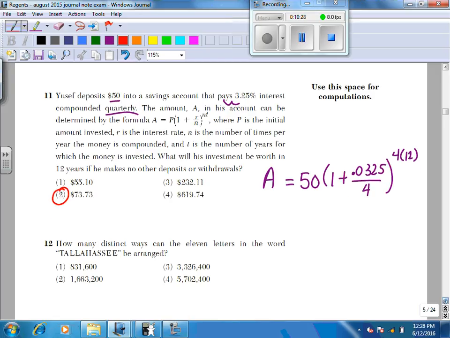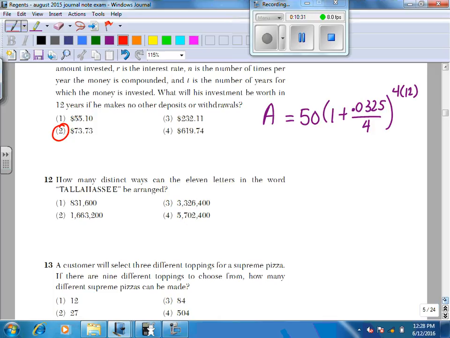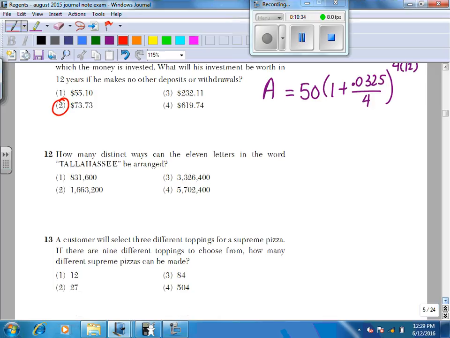Okay. Number 11, how many distinct ways can you arrange the word Tallahassee? Well, Tallahassee has 11 total letters, but there are some repeats. We've got 2 L's, 2 A's, 2 E's, and 2 S's. I think I messed up somewhere. I have 3 of something here. 3 A's. Where did I miss an A? Oh, right here. So 3 A's. Sorry about that. And 2 S's.